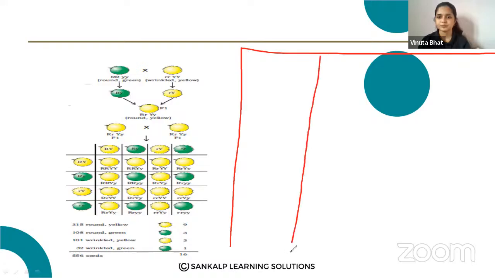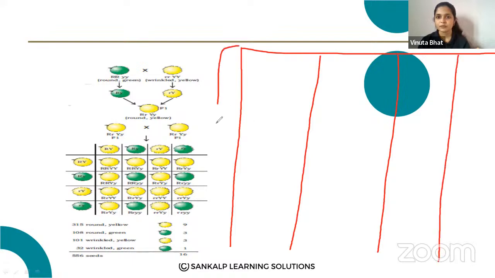Let us take the gametes producing in the F1 generation. I will take like this. Okay, so these are the gametes.